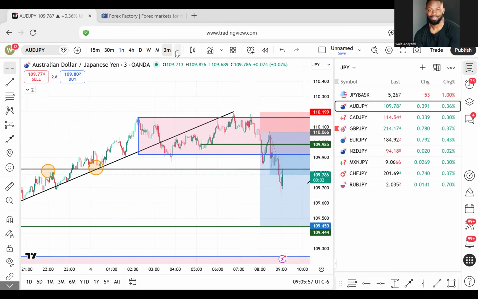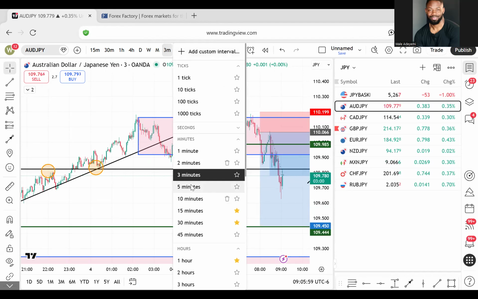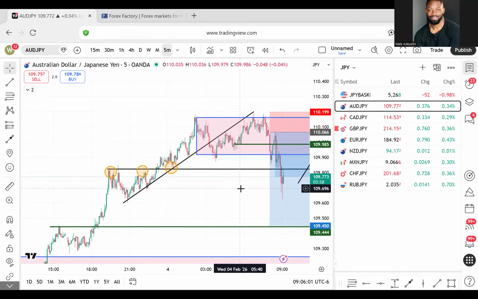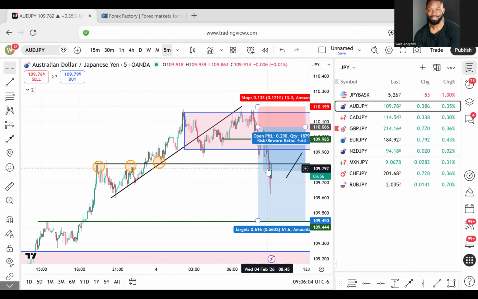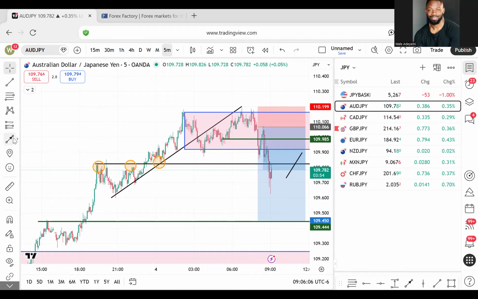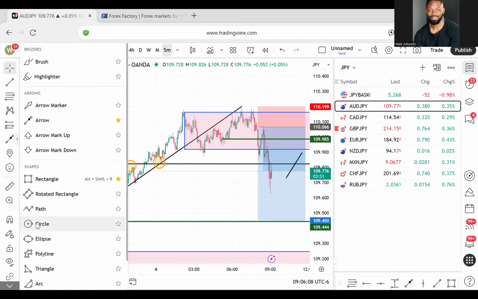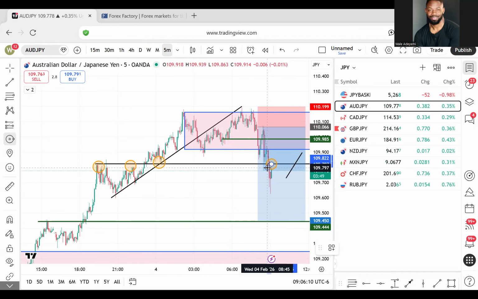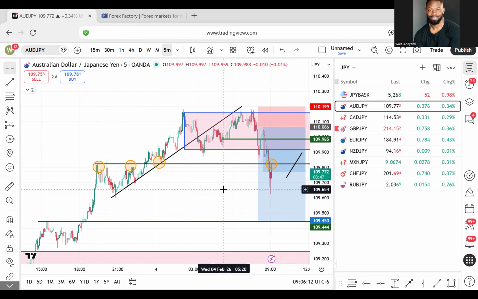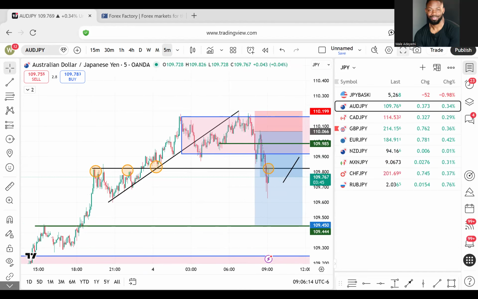AUD JPY, clean setup. I didn't even enter this trade. That's crazy. This is the best one here. Clean setup. Guess what? What are we doing? Creating one more, right?